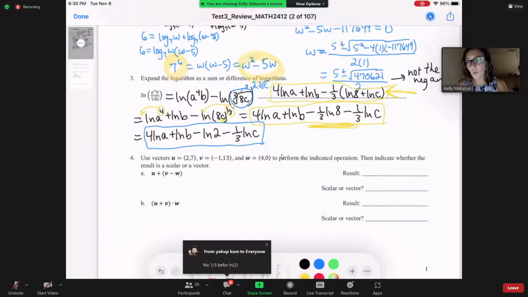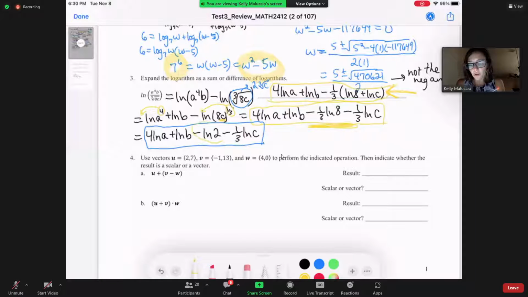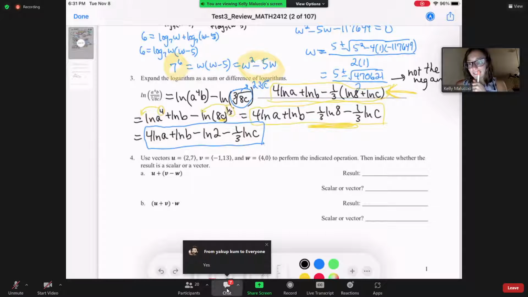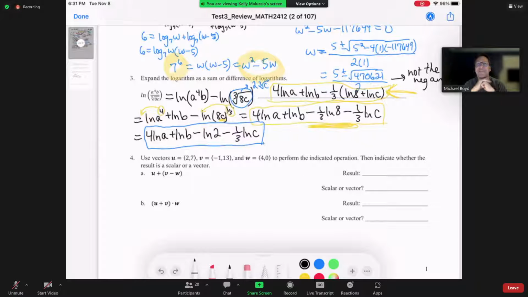And Jakob says no 1/3. Yeah, you're correct. There's no 1/3 before ln 2 because I took the cube root already. I don't know if that was a question. Or you put it back, one of the two. Well, if you put it back, then if you wanted this here, you'd have to put a 3 there, because it would have to be 8 there. So I hope that makes sense. And again, feel free to clarify if that was a question or a statement. Yes, it was. Oh, okay. Yes, and maybe that made sense.